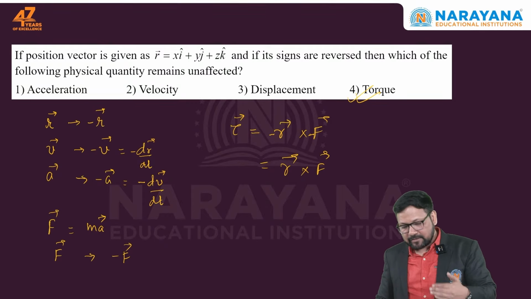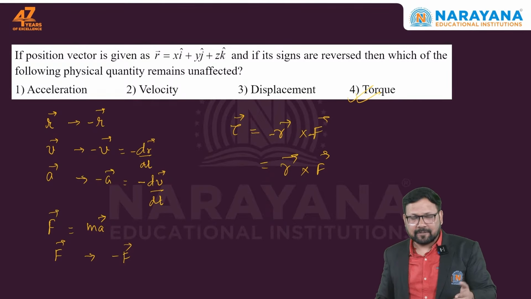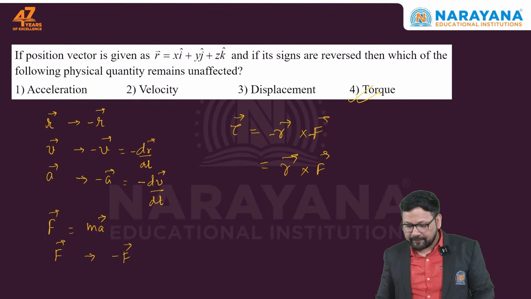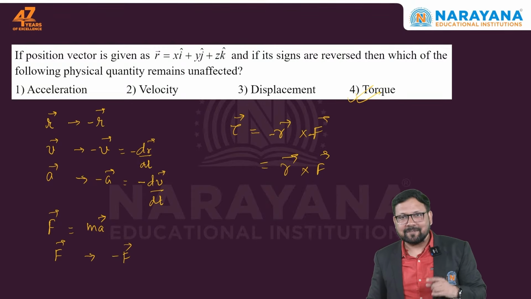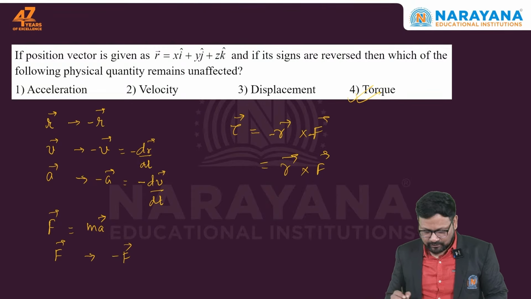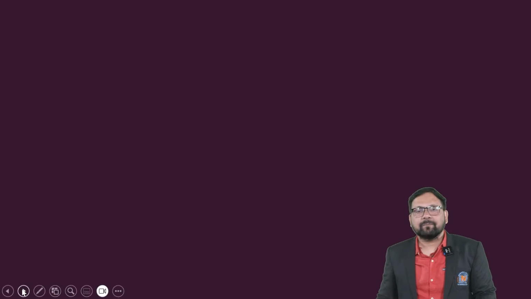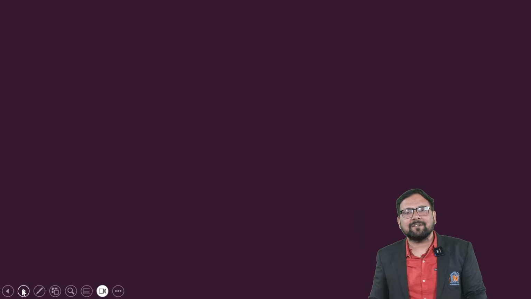Acceleration is changing, velocity is changing, displacement is changing, that is given by the question, only position vector is changing there. So we will go with torque, fourth option. So when R is changing its sign, torque is not changing its sign. That was the question. Okay, this is for it. We will come with more questions.